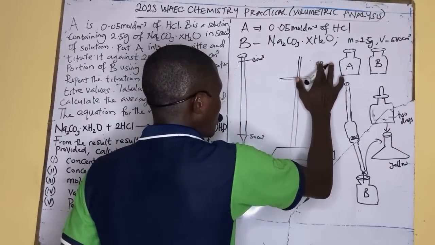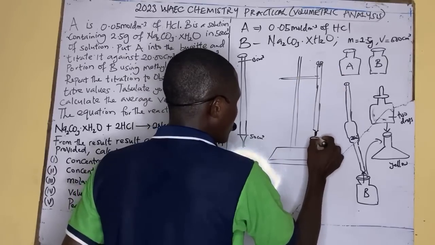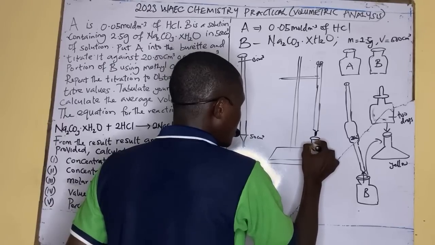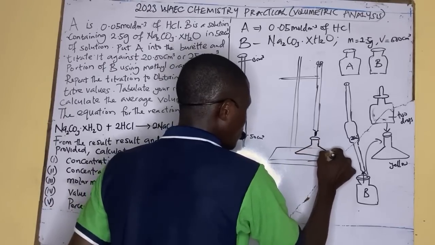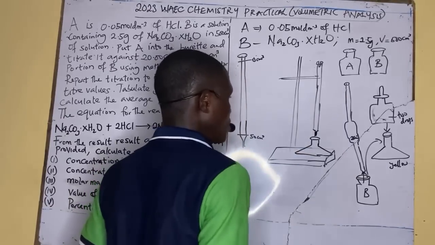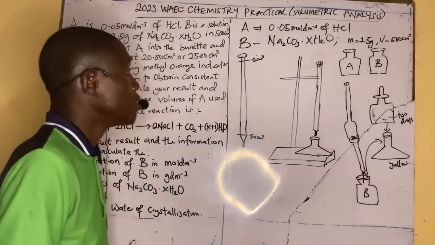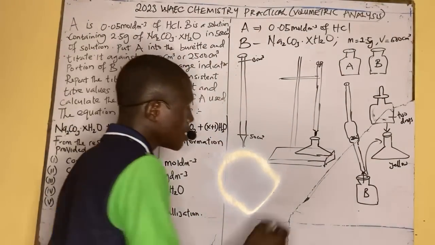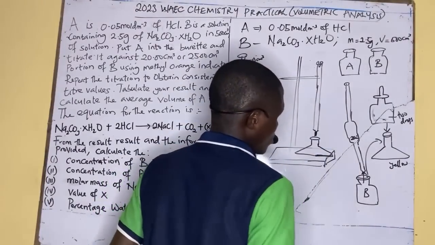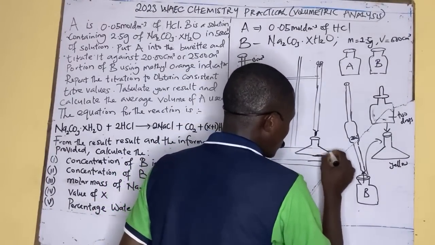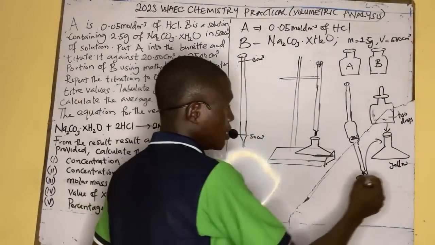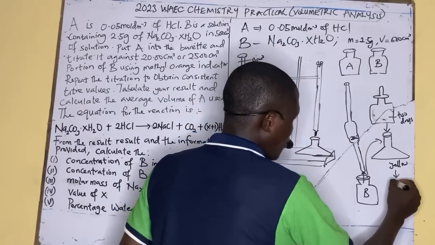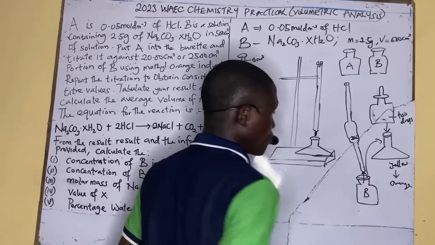Now you bring the conical flask containing the base and indicator. Then you begin to run your acid until you see a change in color. The change in color here is going to be orange. So it's going to be changing from yellow to orange.